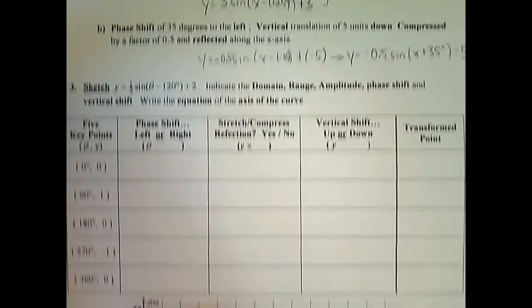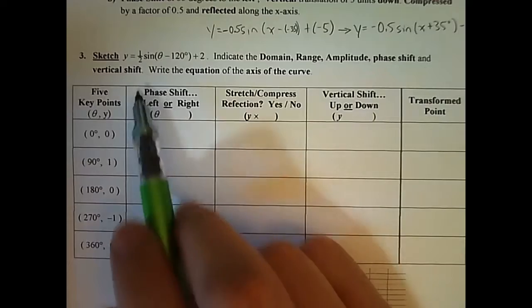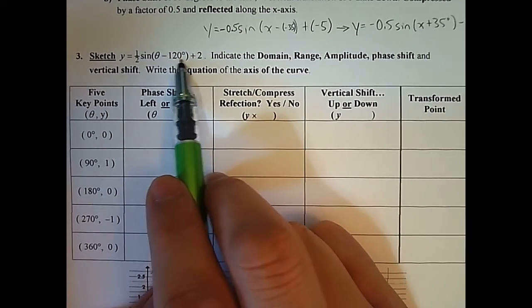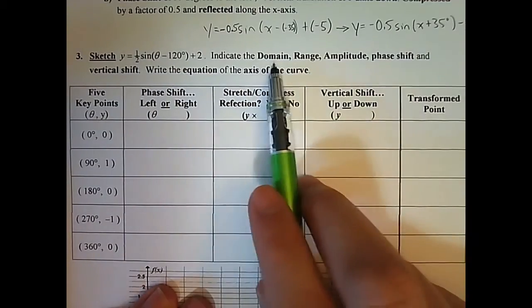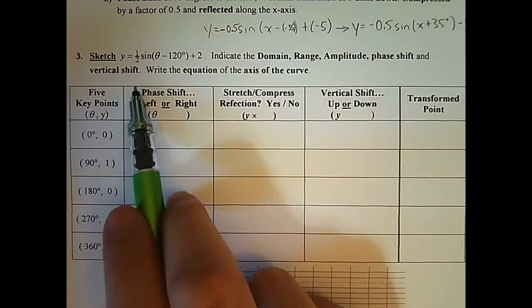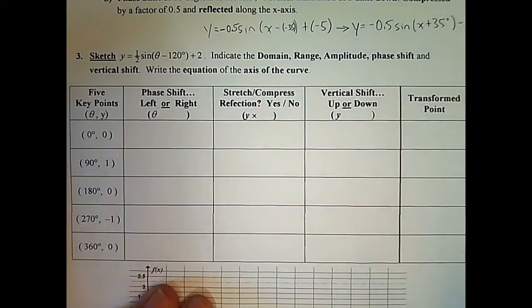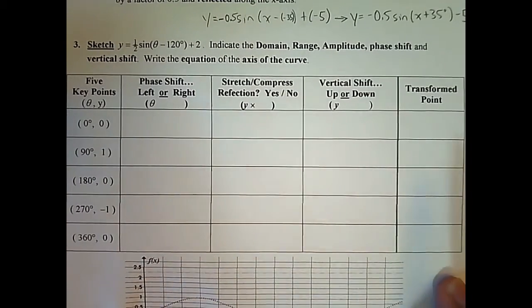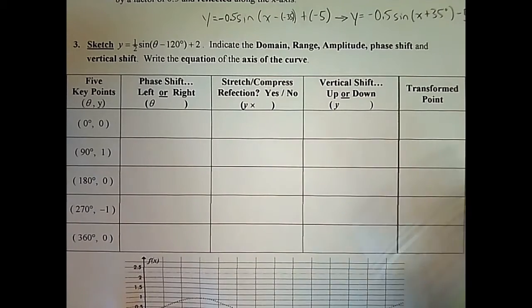Our next question is to sketch y is equal to 1 over 2 sine bracket theta minus 120 degrees bracket plus 2, indicate the domain, range, amplitude, phase shift, and vertical shift, and write the equation of the axis of the curve. So basically what we did in the last example. So what you can do is try this on your own and then check with my answers momentarily.